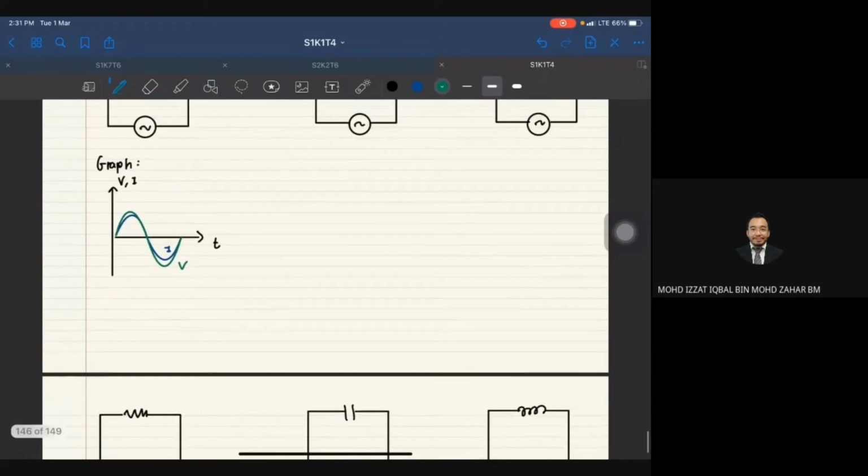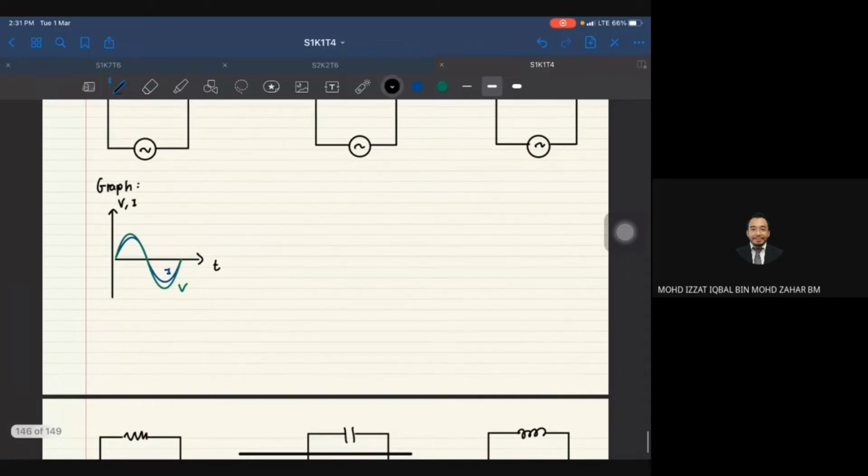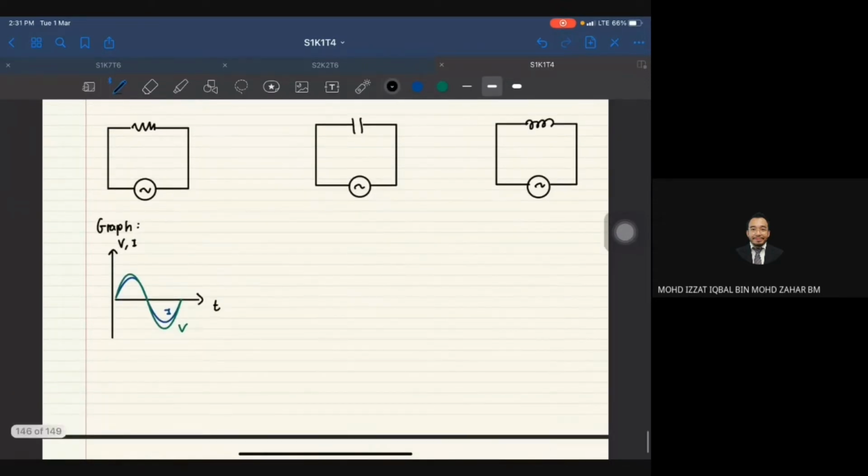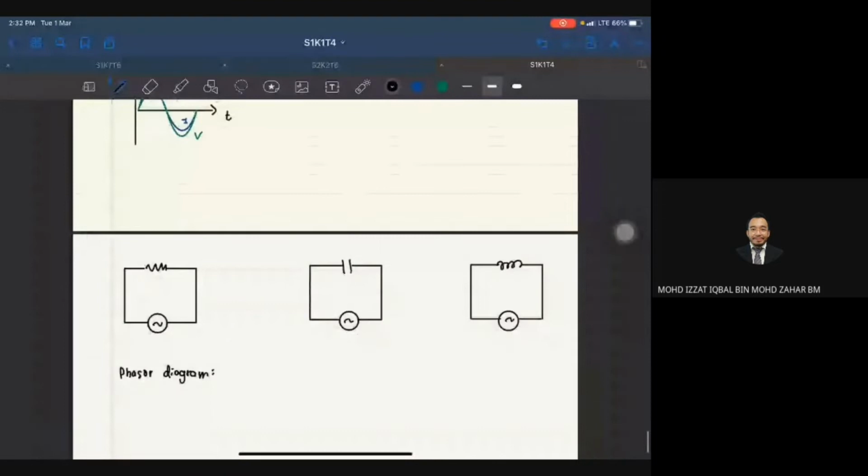Okay. So, dekat sini, because of this, kita ada satu phase diagram. Phase diagram ni sebenarnya represent pergerakan ni. So maksudnya dia start daripada 0, dia pergi positif, dia pergi 0, dia pergi negatif, dia pergi 0. Cuma phase diagram ni ditunjuk dalam bentuk vektor yang bulat.